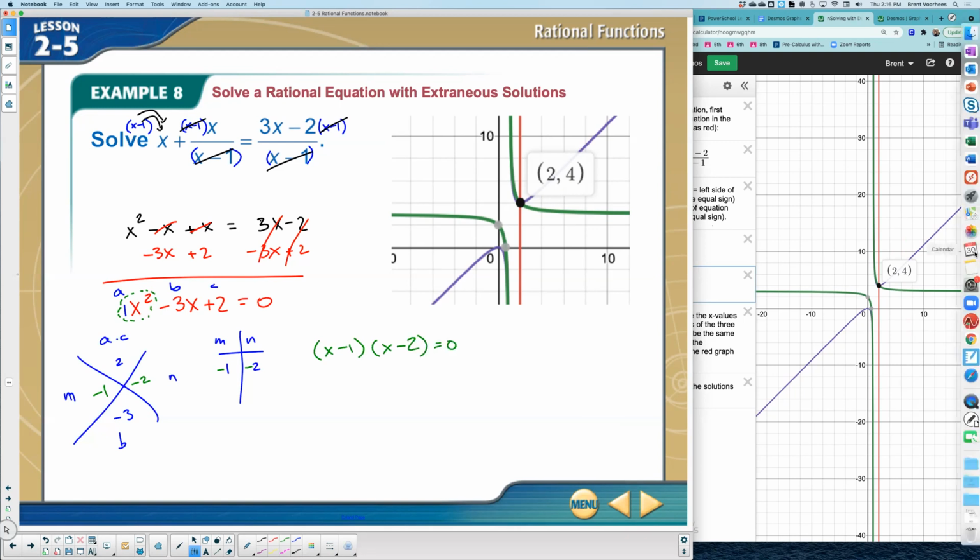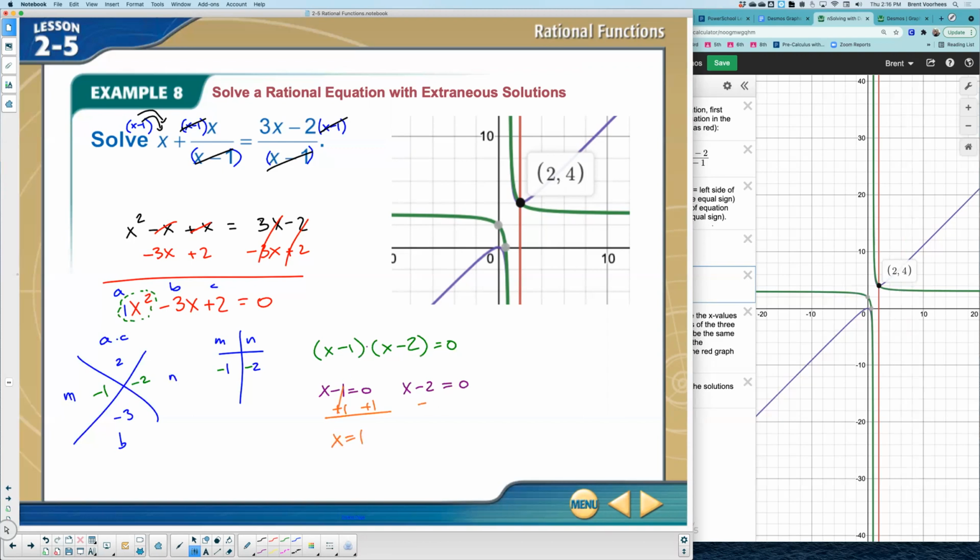And again, zero product property. The only way you can multiply and have a product of 0 is that at least one of the factors has to equal 0. And so you solve each factor as being equal to 0. We could get this answer if x is positive 1, x equals positive 1. We could also get the answer if x is positive 2.